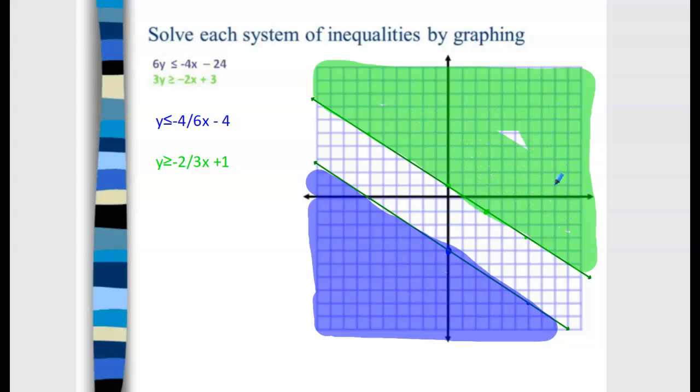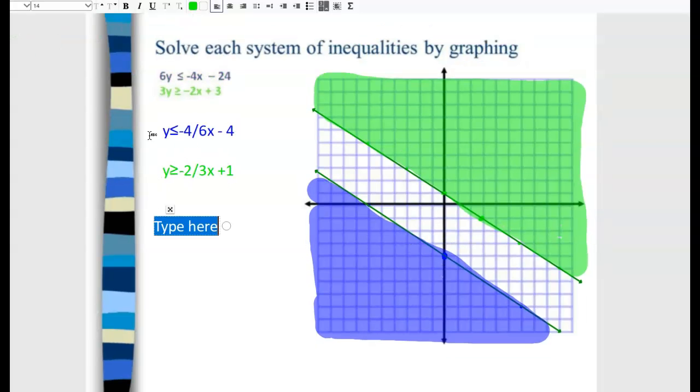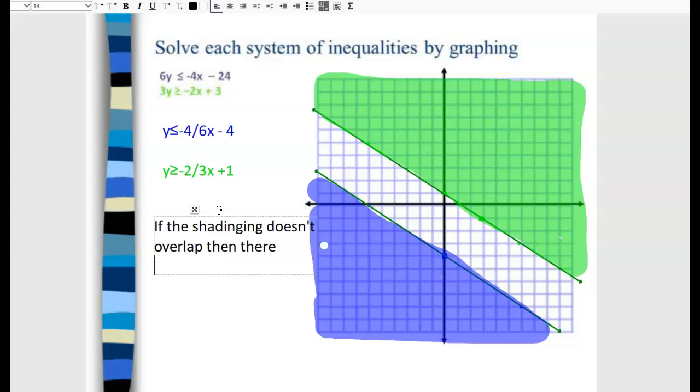So when I compare these two lines, they're parallel. One's shaded below, one's shaded above. Since the shadings do not overlap, then this is no solutions. So again, if the shading doesn't overlap, then there is no solution.